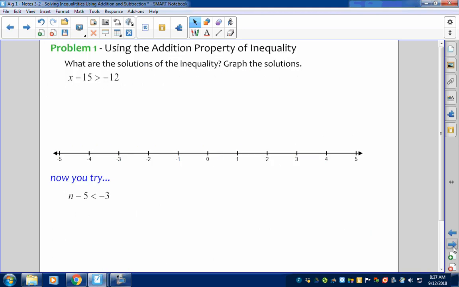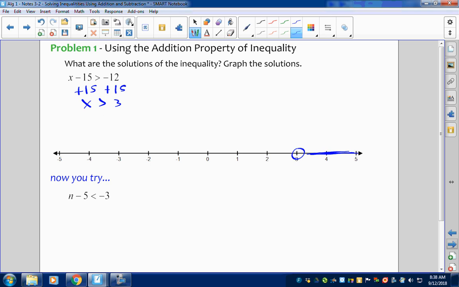So using the addition property of an inequality, we're going to find all the solutions to the following inequality and graph it. Just one step, add 15 to each side. So x is greater than 3. That greater than symbol implies an open circle. We're only looking for solutions that are strictly greater than 3. So we place an open circle at 3 because there's no line underneath this. This is the greater than symbol. And then we shade to the right of 3.